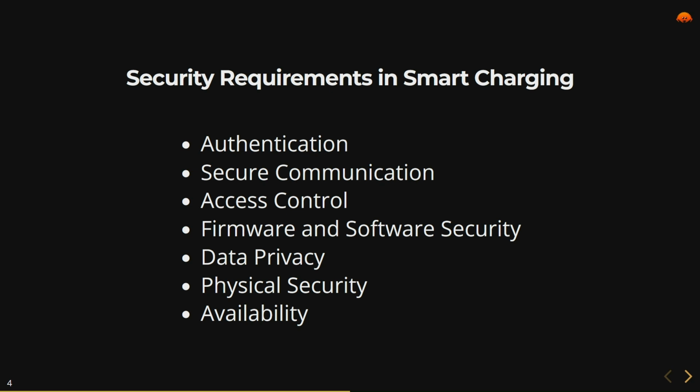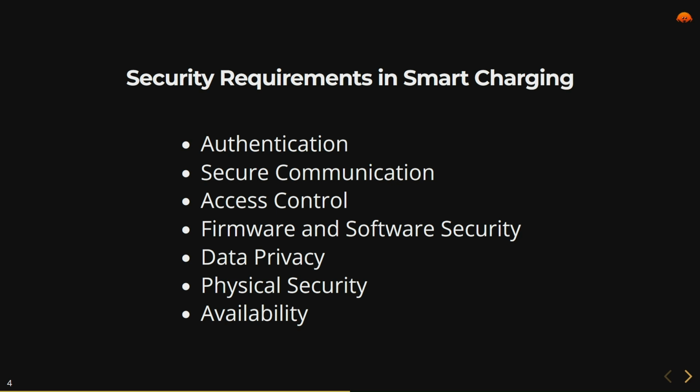Then access control. An access control mechanism should be implemented to restrict access to charging infrastructure components and functionalities based on user roles and privileges. This ensures that only authorized personnel can configure, control, and manage the charging systems.